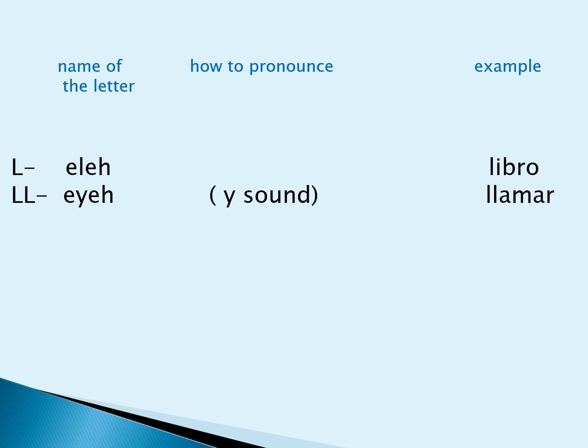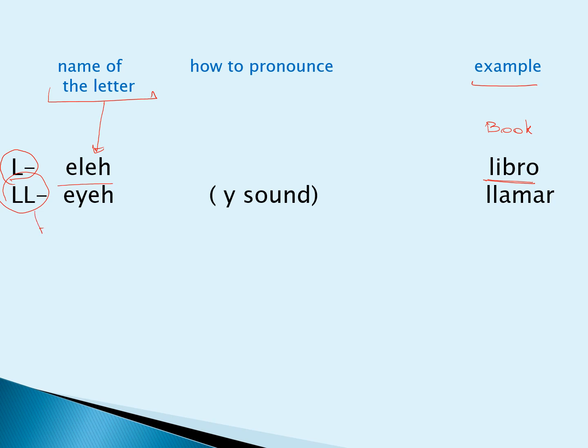Next letter. L. The name of the letter is L. Example. Libro means book. Libro, book. This is pronounced as in the English language. Alright. Look at this letter.